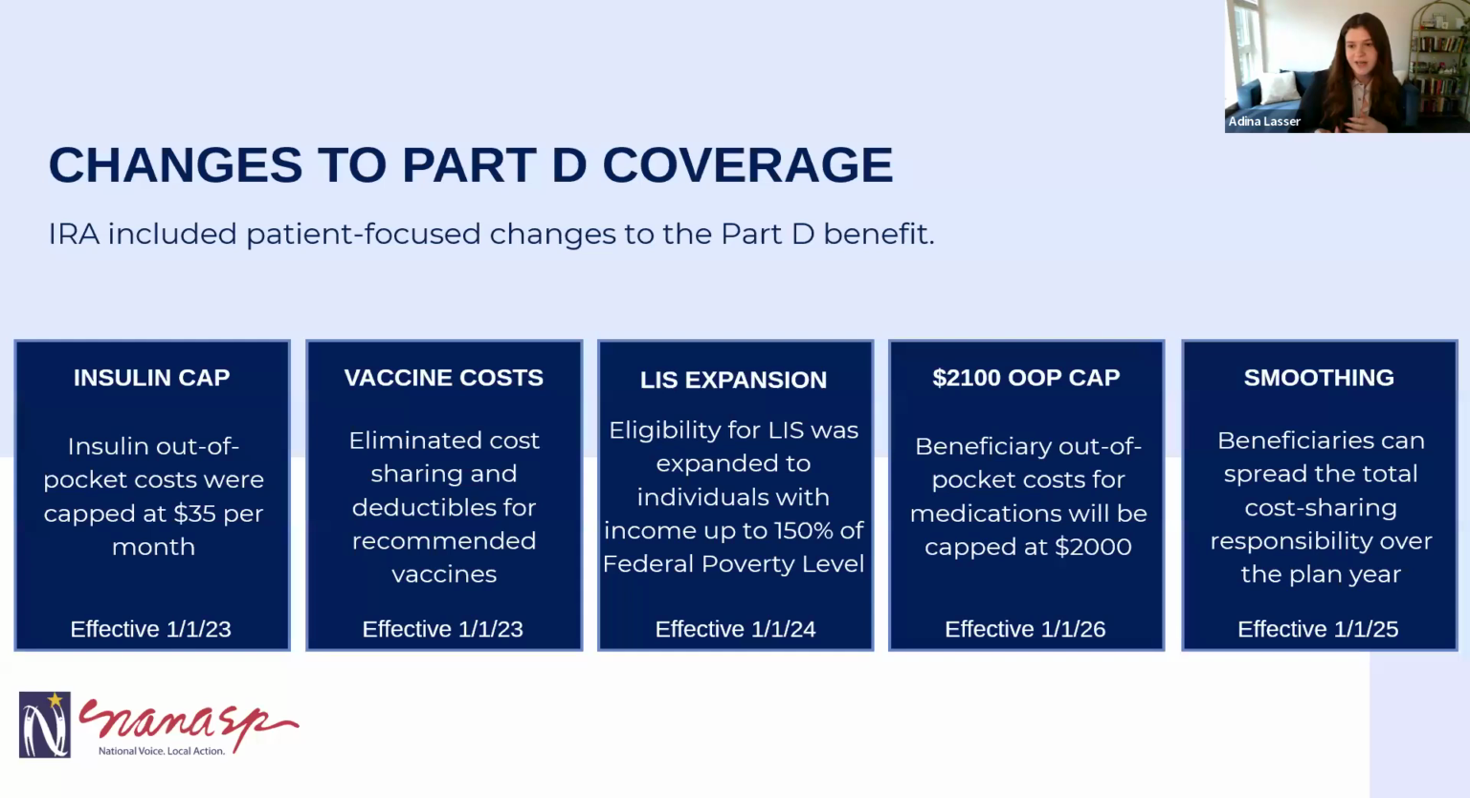Then there's an expansion of what's called the LIS, or the low income subsidy, meaning that if you are within up to 150% of the federal poverty level, you are now eligible to be part of that low income subsidy program. And all of those have been in effect for a couple of years now. And then the last two, actually, if we can go to the next slide, I'll get into them there.